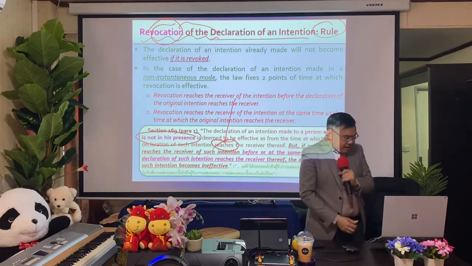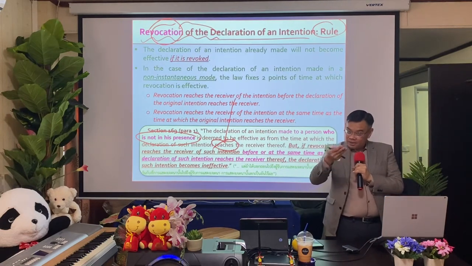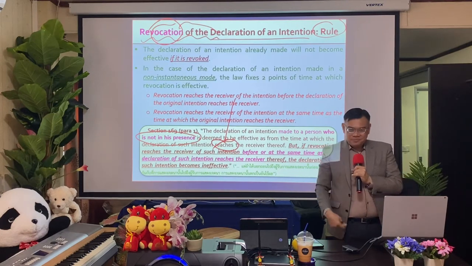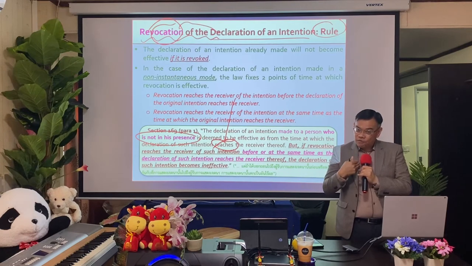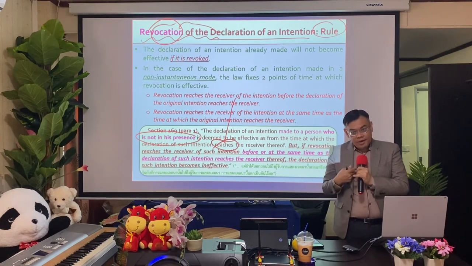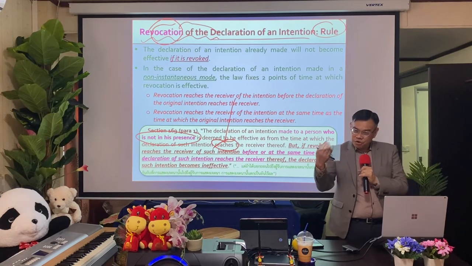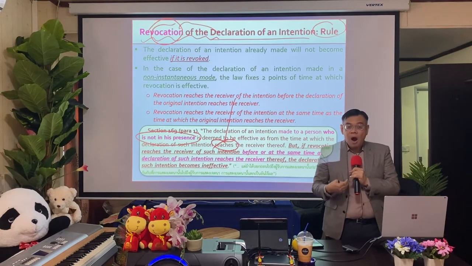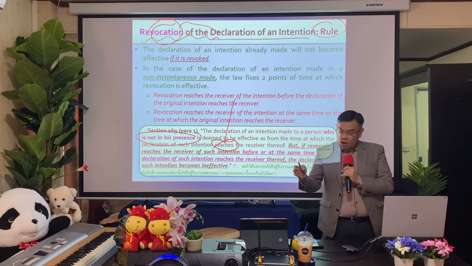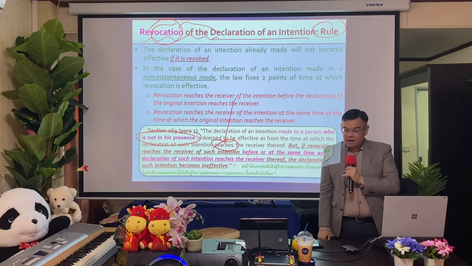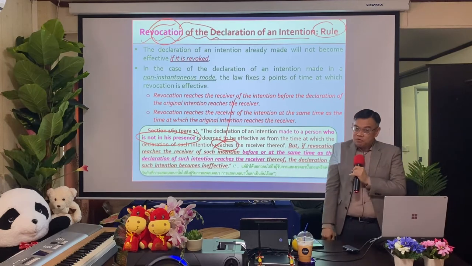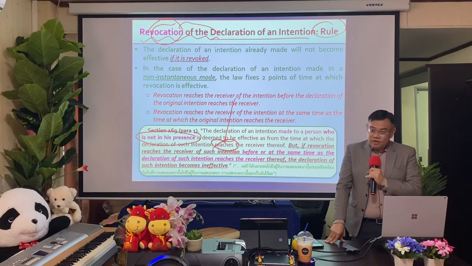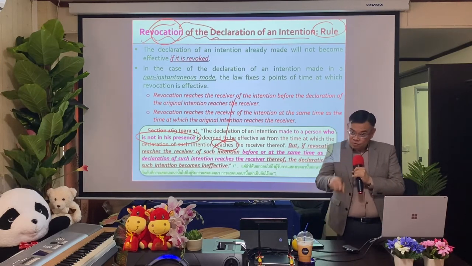Meaning what? Let's say that I am A, you are B, and I have declared my intention to you. Let's say that I have made my offer to sell my car to you. In this case, we are not in each other's presence. I am now in Bangkok while you are in Chiang Mai. I may send a letter to you making an offer to sell you my own car. This offer takes effect when it reaches you.